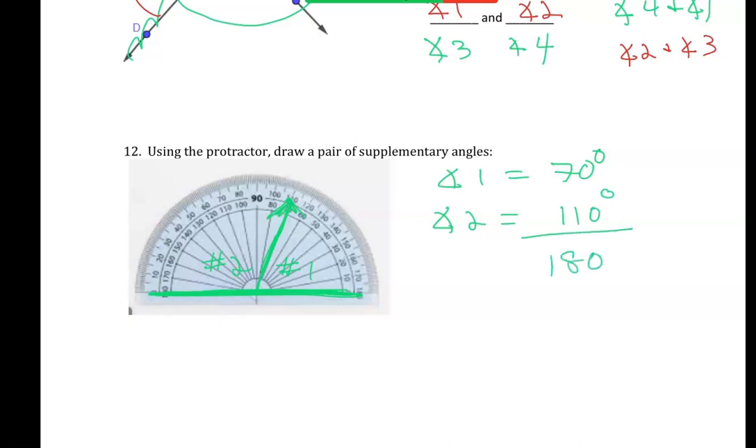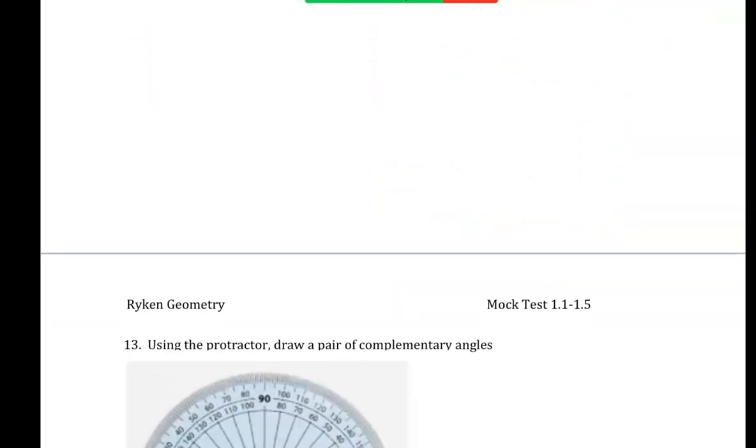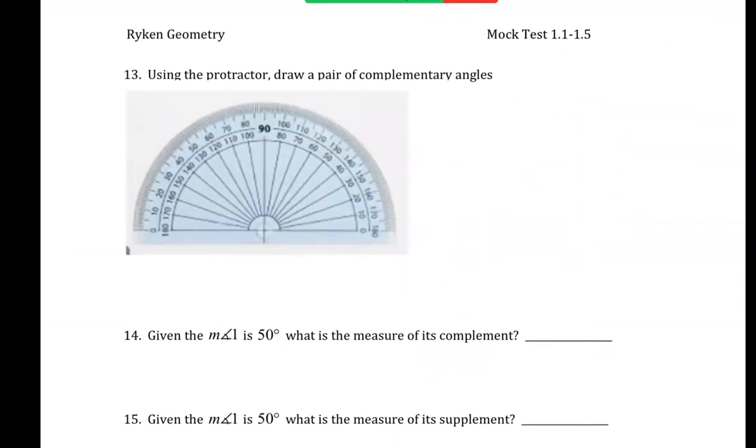Are they supplemental? Yes, they are. Okay, here's another one. Using the protractor, draw a pair of complementary angles. So first things first, get your right angle. Here's your right angle. Then anywhere to the right, put another ray.